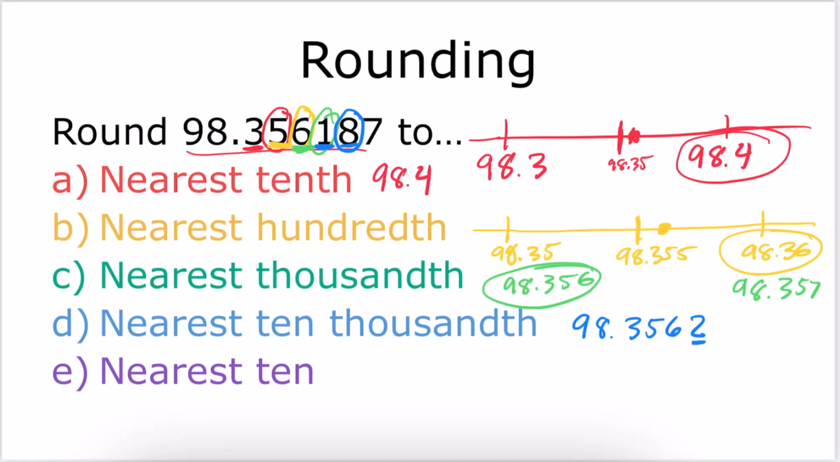And then on this last one, we're trying to round it to the nearest 10. So if we look at the tens place value, well, that's a 9.